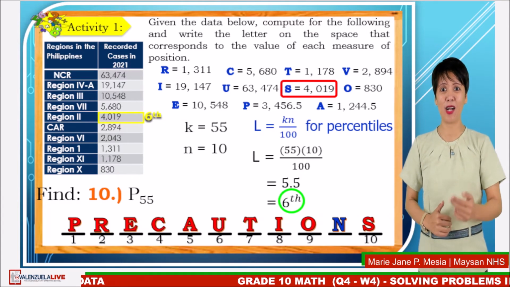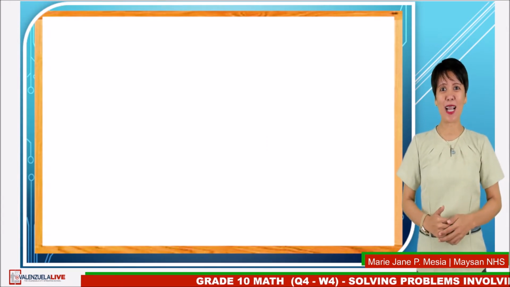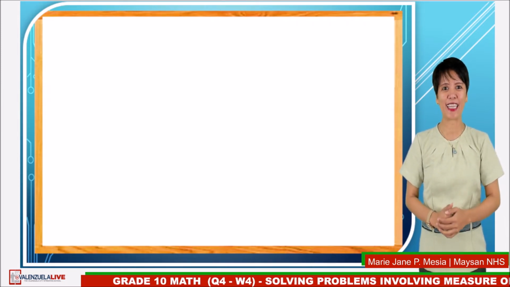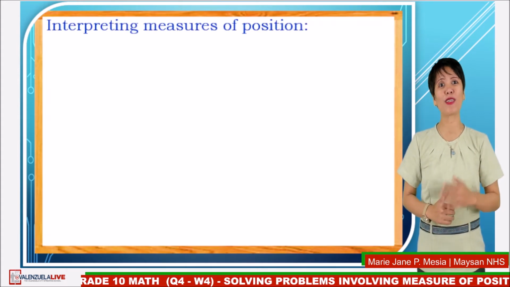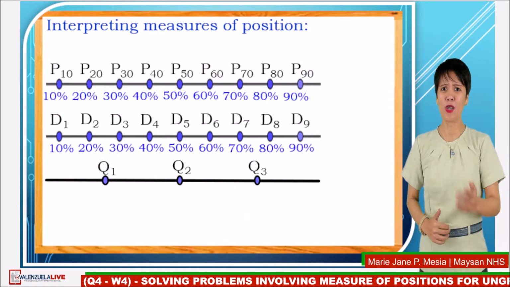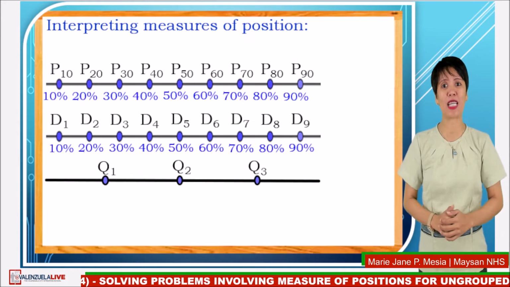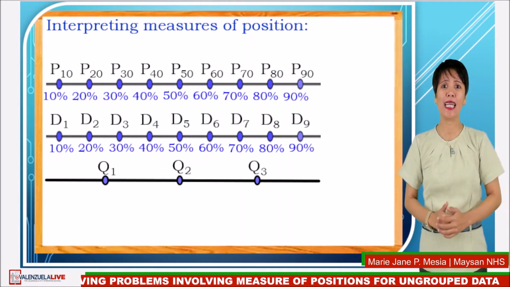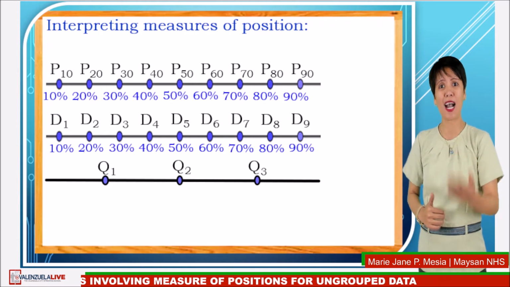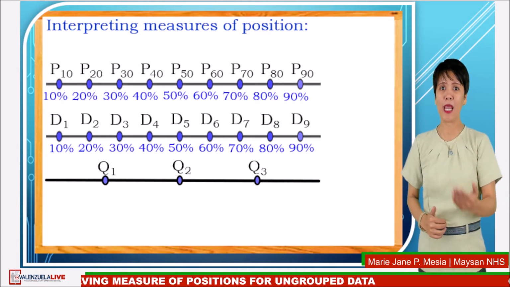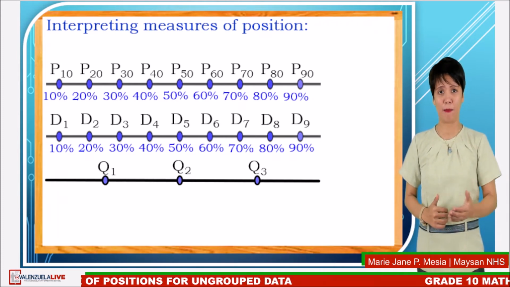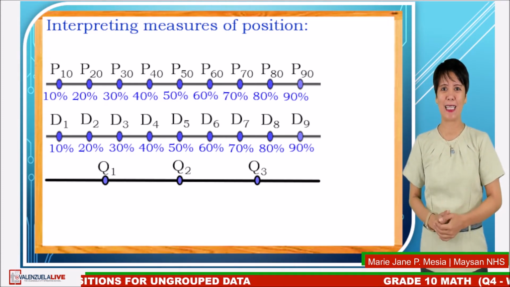So, let's recall interpreting measures of position. One way of analyzing and interpreting ordered data is dividing it into several equal parts called measures of position. You have learned them in the previous lesson and how they are used in describing individual values of a data set in relation to the other values in that set. The figure shown above will help you visualize the relationship among them that will help you make inferences.